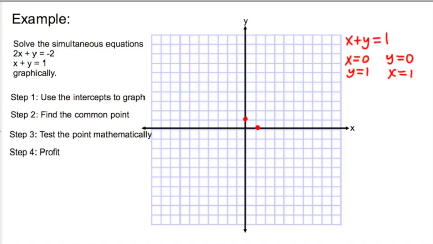I'm going to take a line from those 2 points, and I'm going to make sure it goes pretty far here. So let's see, this isn't going to be exact because I'm not at home using a ruler, but I'm going to go ahead and give it my best shot. It should go something like that. Okay, so now my next equation is 2x plus y equals negative 2.